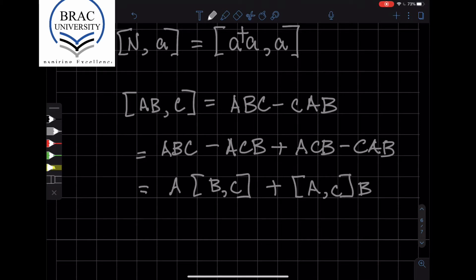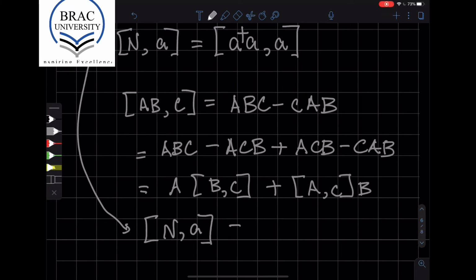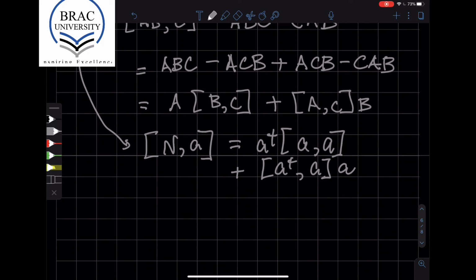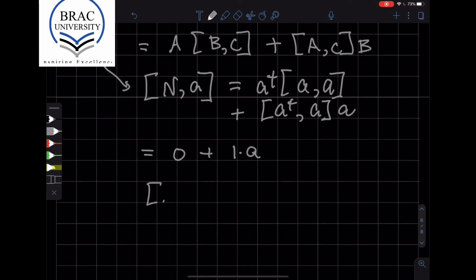So using this, we can now express the commutator between N and a as a dagger times the commutator of a with itself, plus the commutator of a dagger and a times a. Of course, the commutator of any operator with itself is 0, so the first term gives us 0. The second term gives us 1 times a. And therefore, we find that the commutator between N and a is plus a.